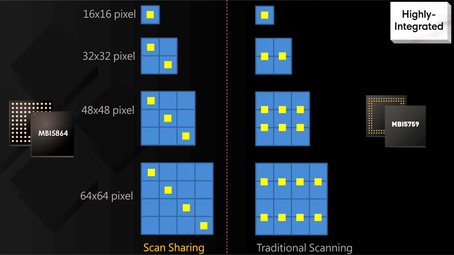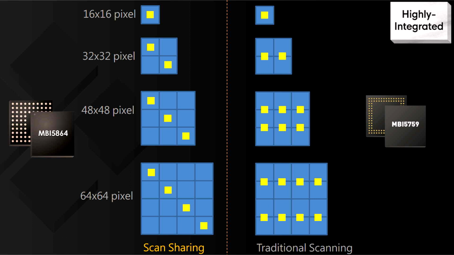So we can look at the example at the bottom. That is a 64 by 64 resolution. If you're looking at the 64 by 64 resolution with the MBI5759, there will be 8 drivers on it. And if you look at the MBI5864 in 64 by 64 resolution, there are only 4 drivers, which means using our scan sharing technology combined with higher multiplexing, you can reduce the driver chip count on your display.